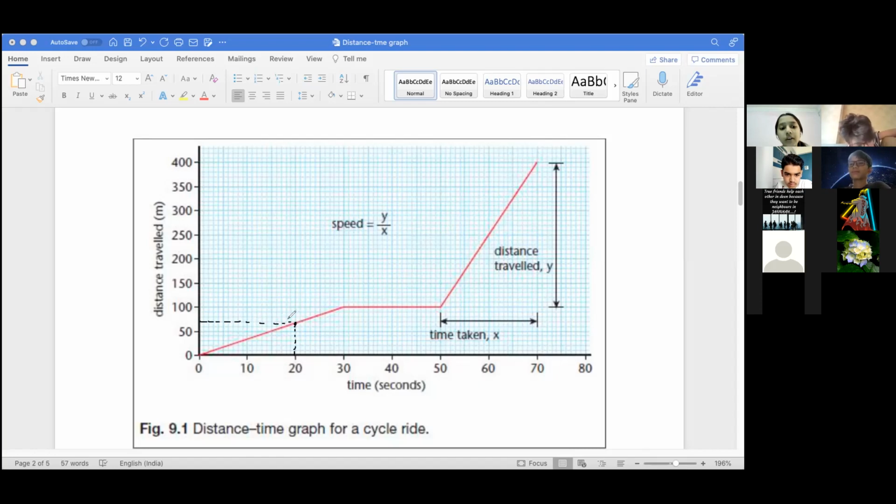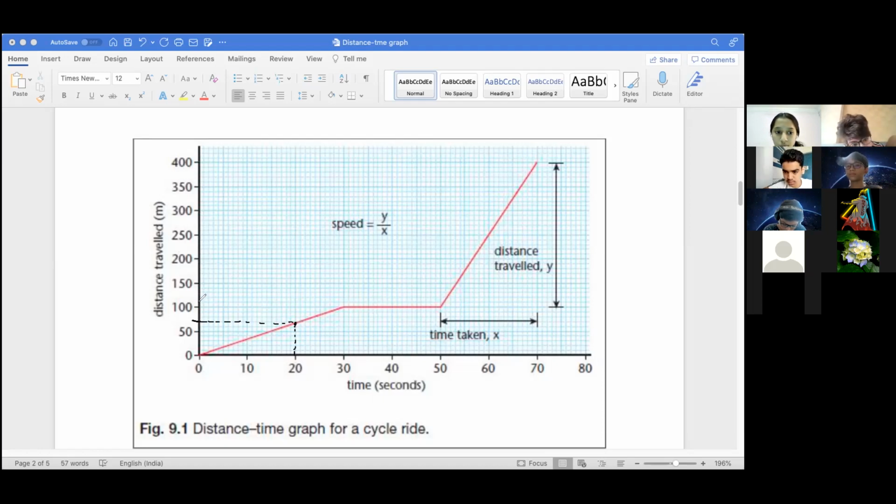It's 70. So 50, 60, 70, yes. So you will say 70 meters. So in 20 seconds, the vehicle covers 70 meters. If the question is asked in the reverse way, suppose the question is asked that 100 meters is covered in how much time?